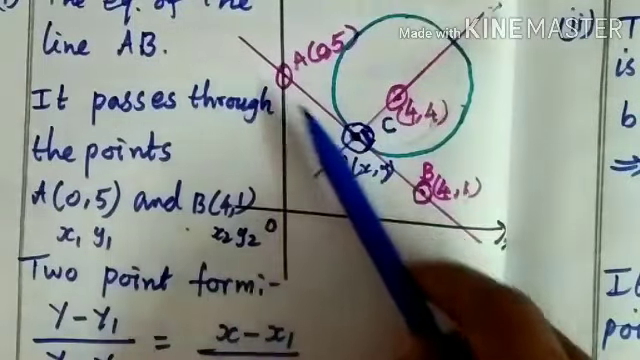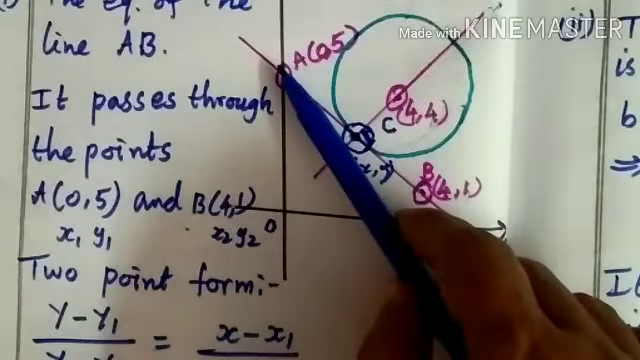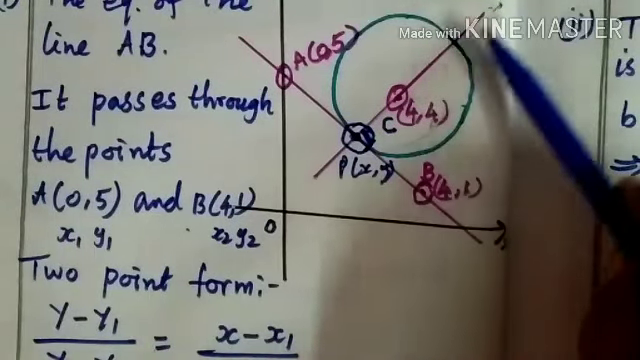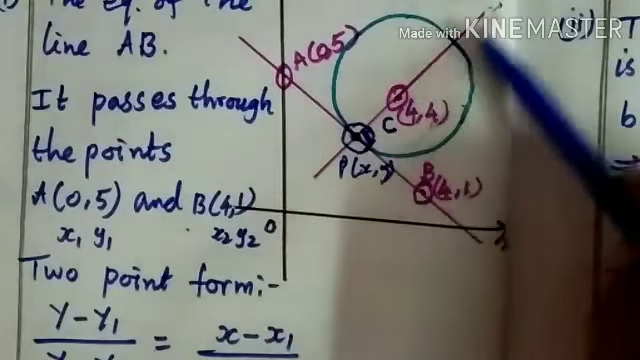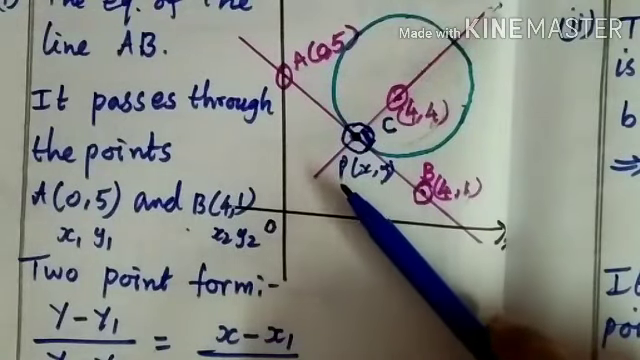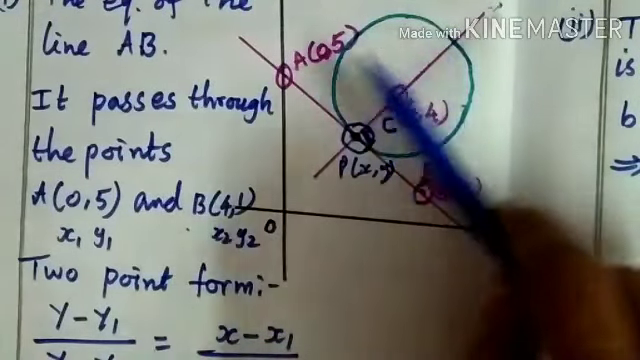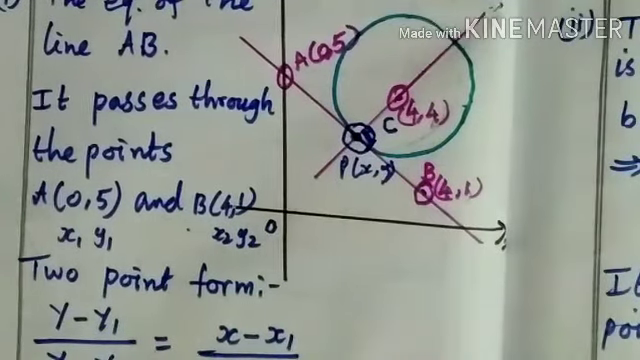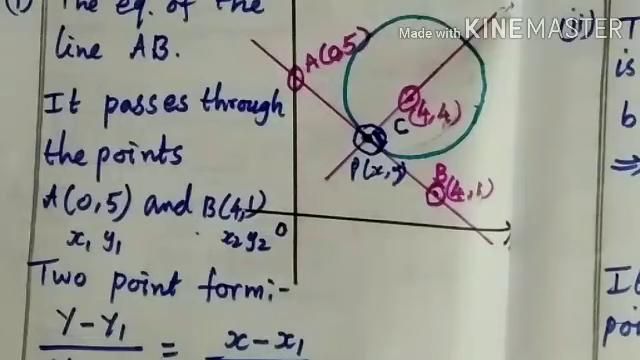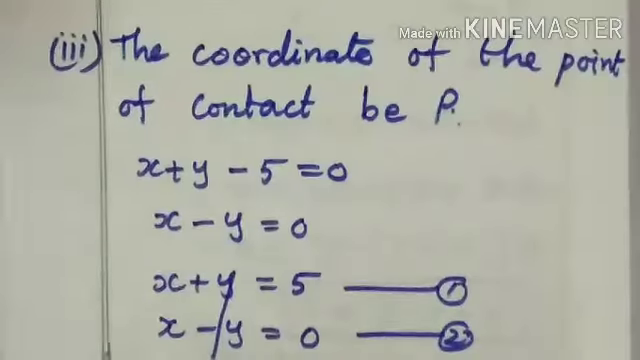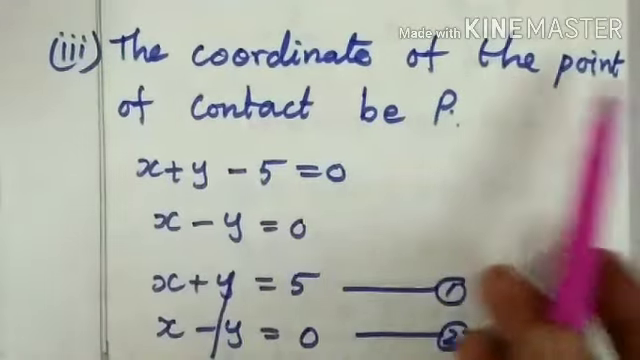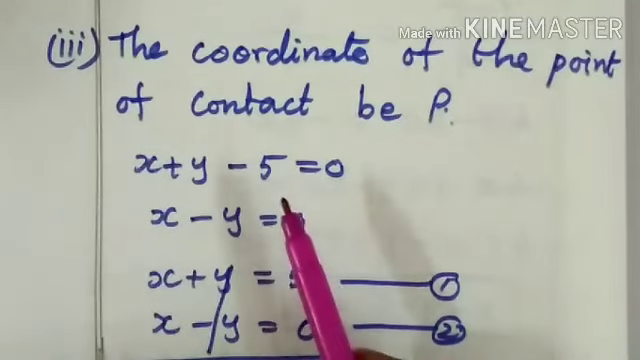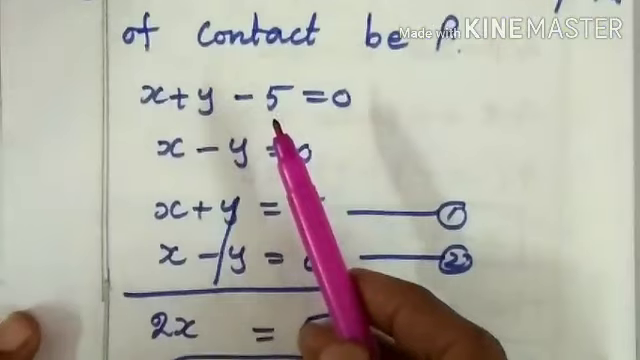By the first subdivision, we have the equation of the line AB. By the second subdivision, we have the equation of the perpendicular line. Therefore, by solving these two equations, we get this intersection point. Let us see the solution. The coordinates of the point of contact P. Take down and write the previous subdivision answers.